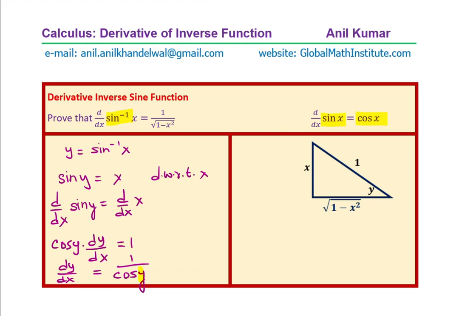Now, how do we write cos y in terms of x? That is what the second part is. If we are saying sine y equals x, let's write down sine y equals x. That means in this particular triangle, if we have the angle y, then the ratio of the opposite side over the hypotenuse is x.